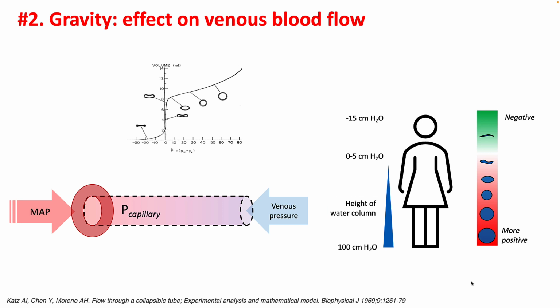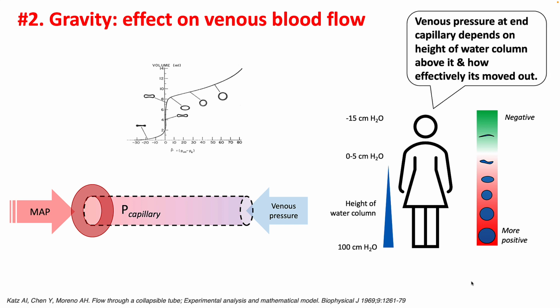So in a standing position, your right atrial pressure is around 0 to 5 centimeters of water. However, the pressure in the feet is the height of the total water column above it. So it approximates to around 100 centimeters of water depending on your height. And you can see there is a differential venous pressure throughout your body, more positive in the most dependent areas, and it also becomes negative as you go higher than the heart. So venous pressure at the end of the capillary depends upon the height of the water column above it and how effectively you can move that blood out of your venous system to reduce that pressure.